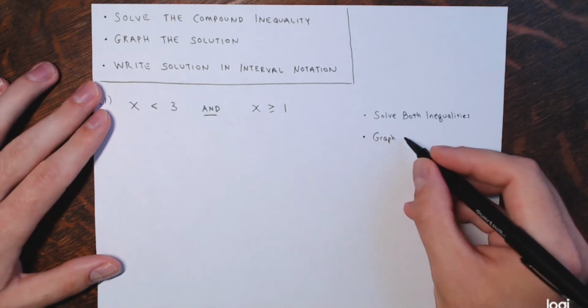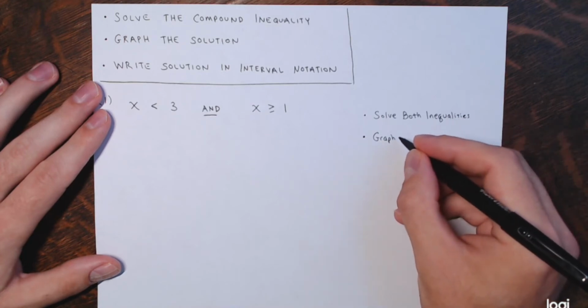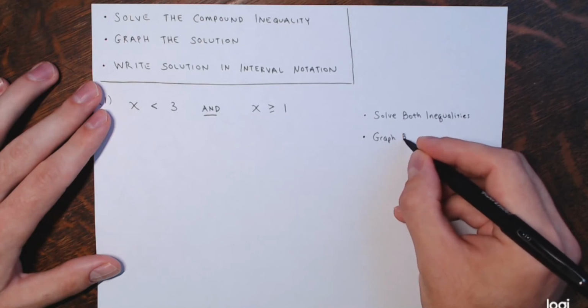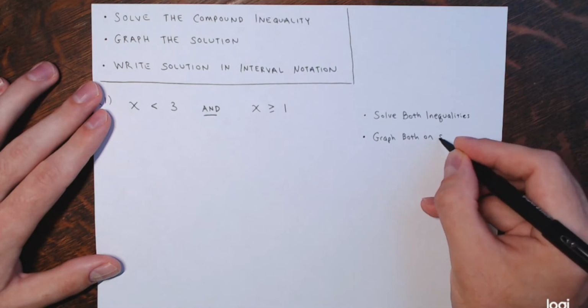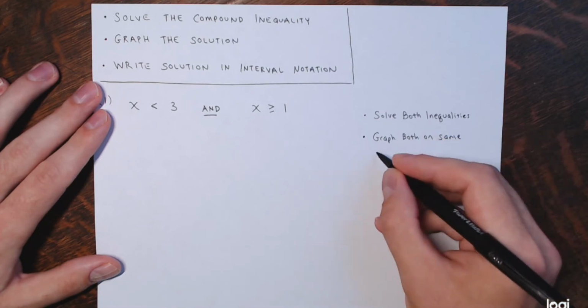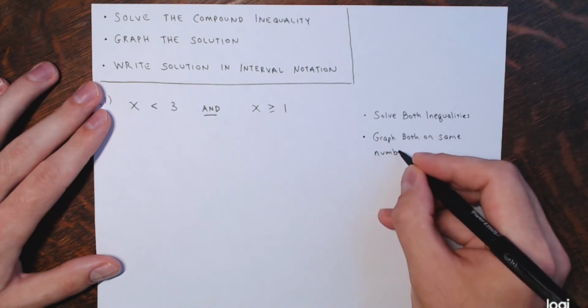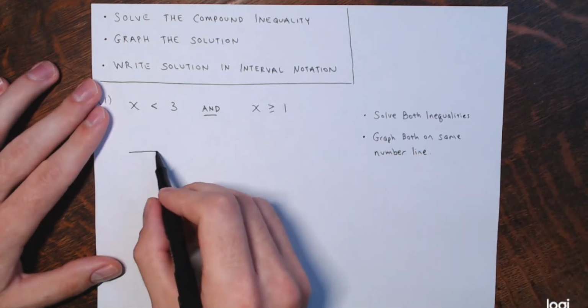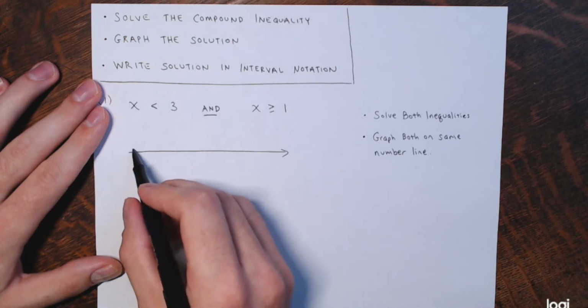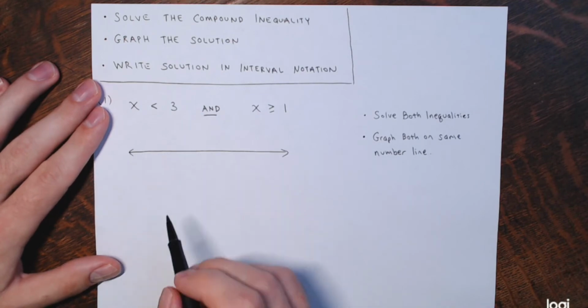Now this isn't the final graph. This is a first graph, like a rough graph. So I'm going to graph both on the same number line. Let me show you what that's going to look like. So here's the number line, and I'll do one above and one below.